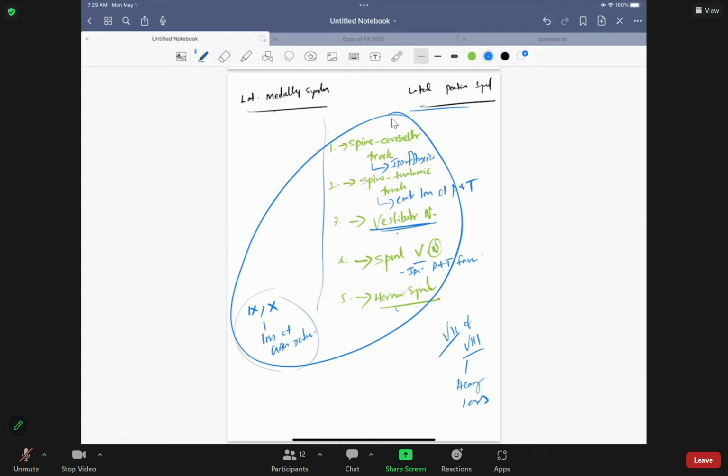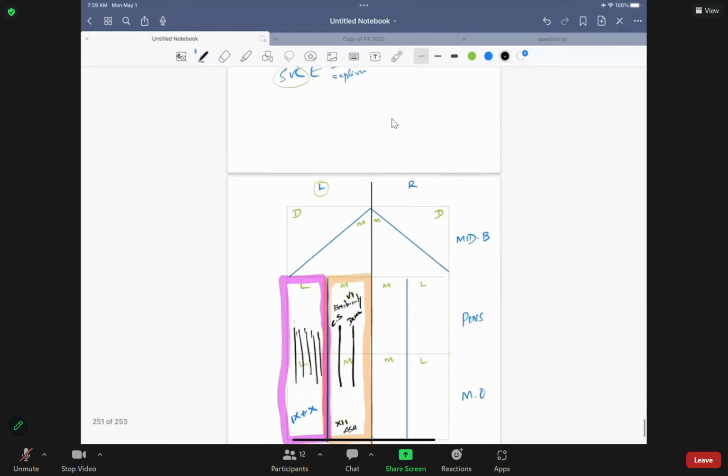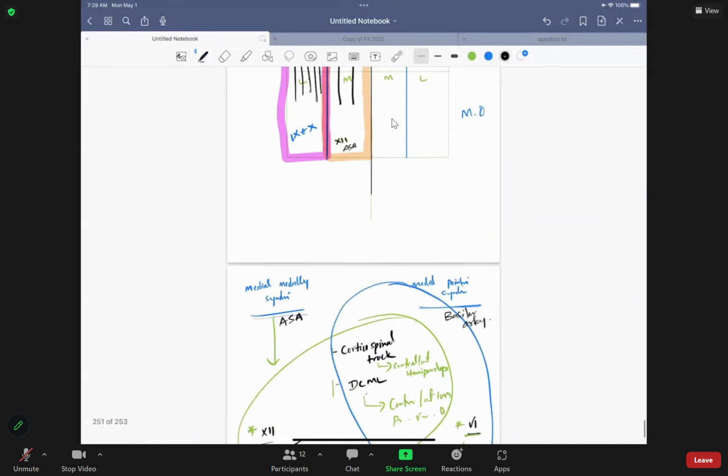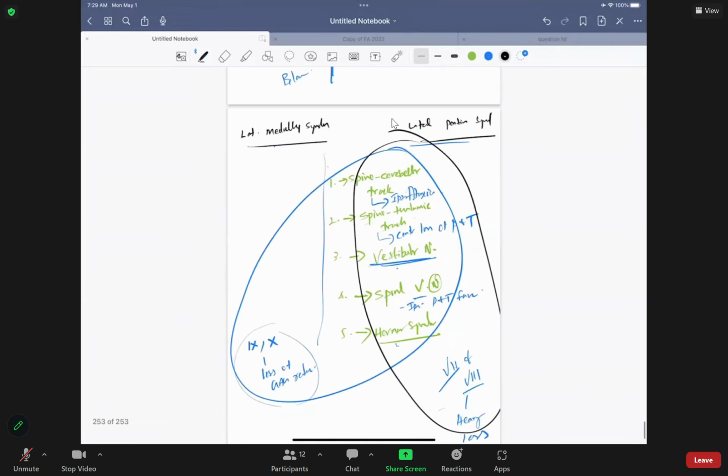So all these functions are lost in lateral pontine syndrome, folks. Everybody clear? Now we can add here 7 and 8. So that is your lateral medullary syndrome and lateral pontine syndrome, folks.